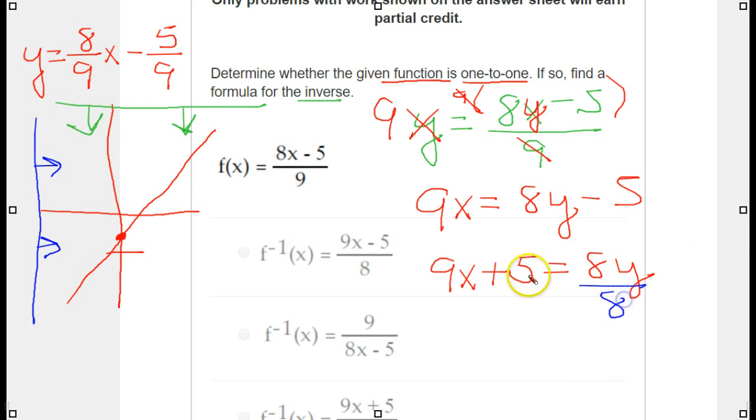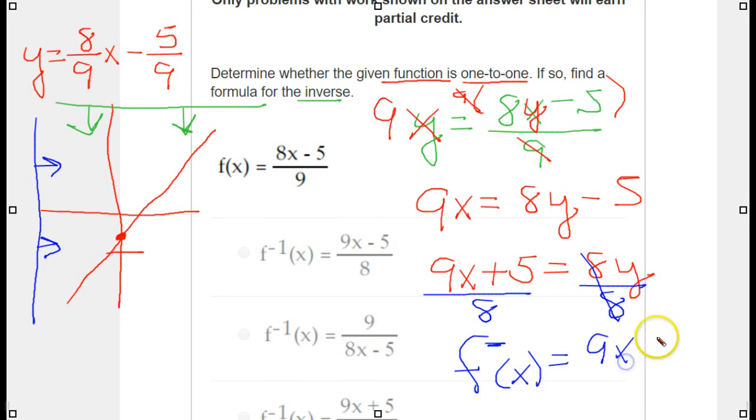8. And how do they want it? All over 8, maybe, like this. So this is our inverse. Y, which we change back to f of x, but in its inverse form. So it'll be f inverse equals 9x plus 5 all over 8. So all of these are that way. 9x plus 5 all over 8.